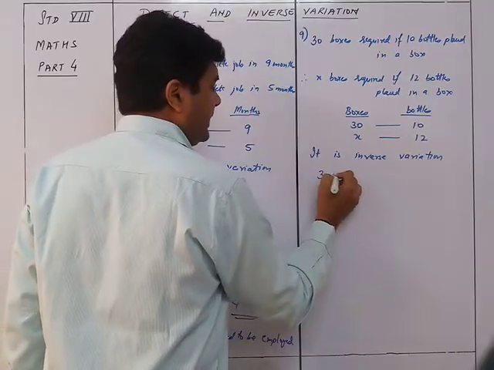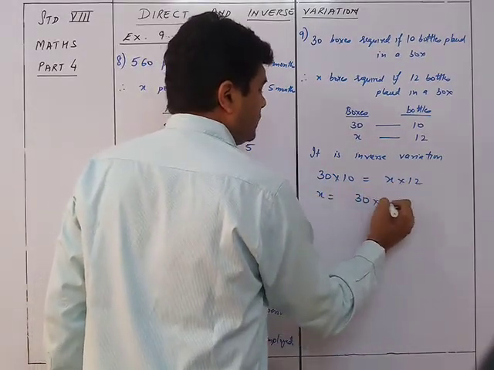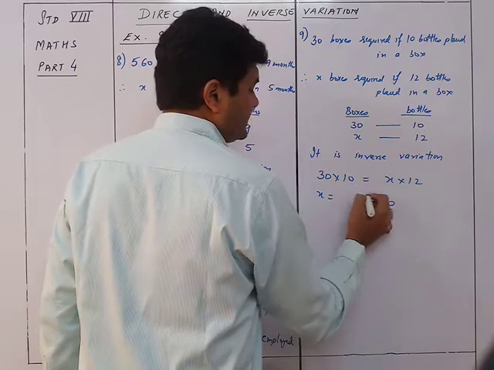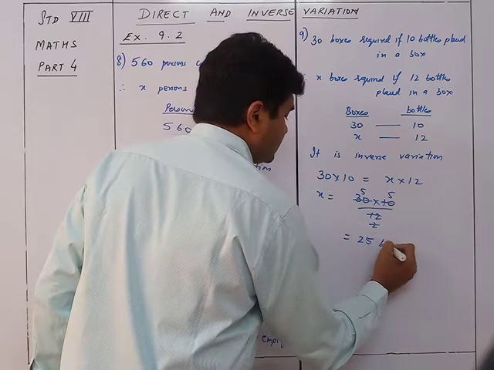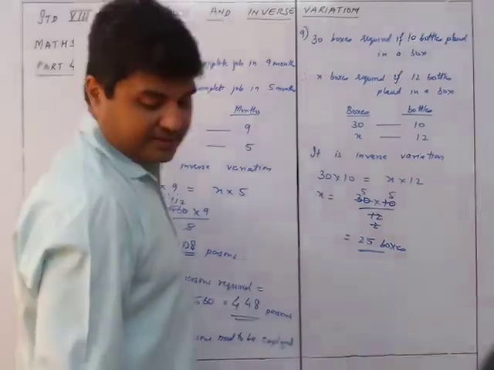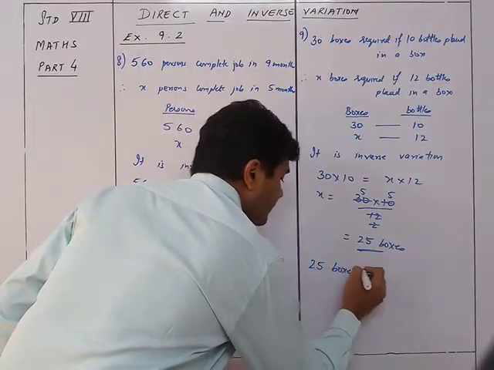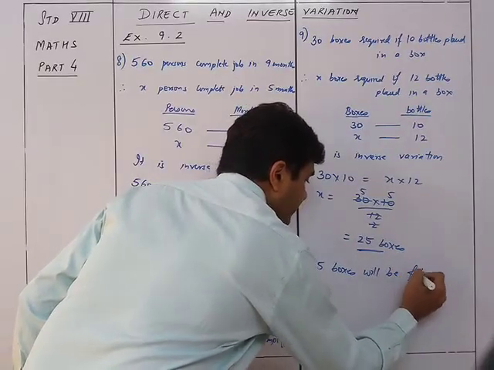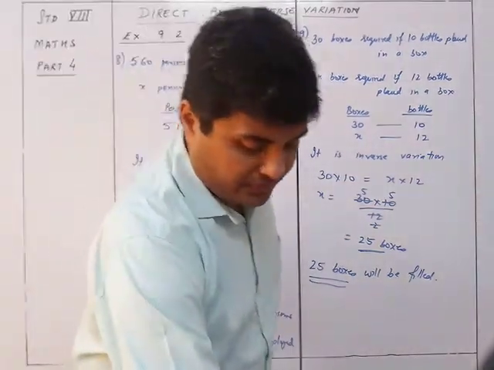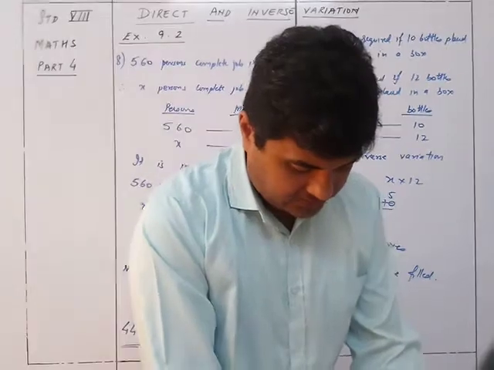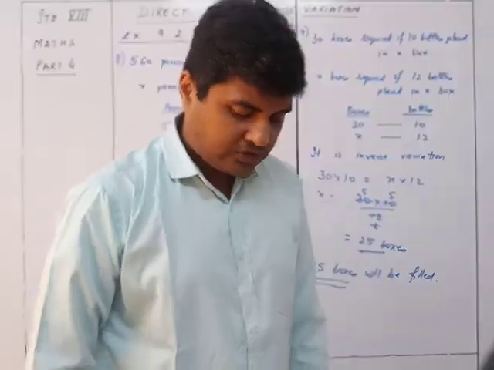So that will be 30 into 10 is equal to X into 12. X will be equal to 30 into 10 upon 12. So, 6 5s are 30, 6 2s are 12, and that will be 25 boxes. So the answer is, how many boxes will be filled? 25 boxes will be filled. Okay, that's the answer for sum number 9. We now move on to sum number 10.